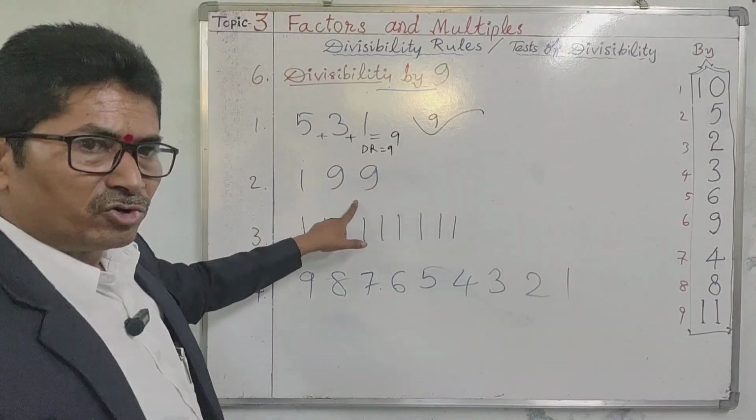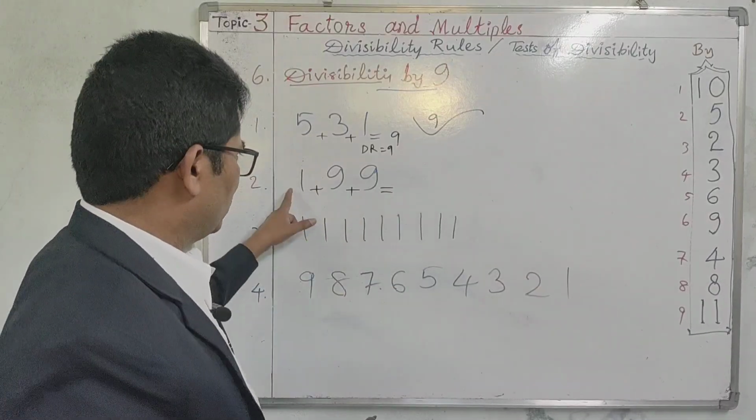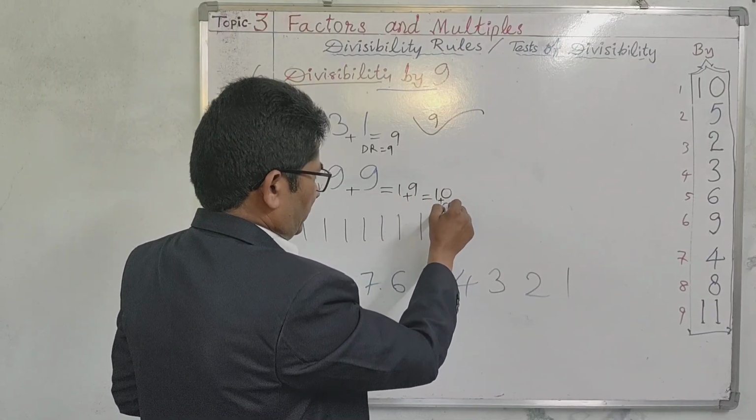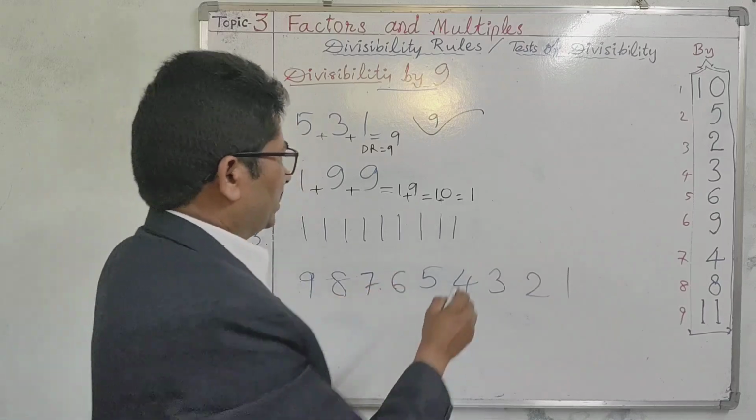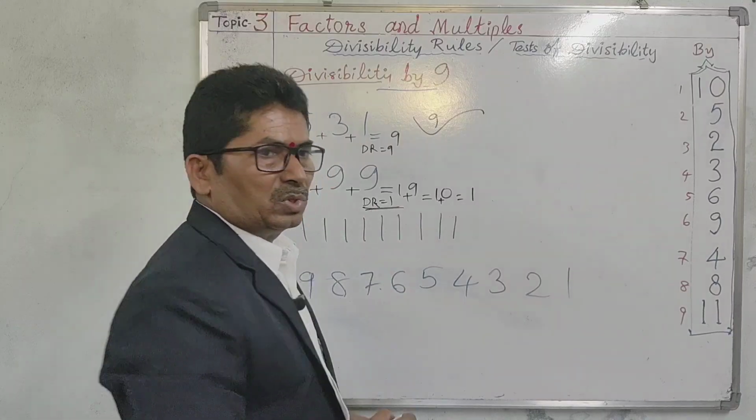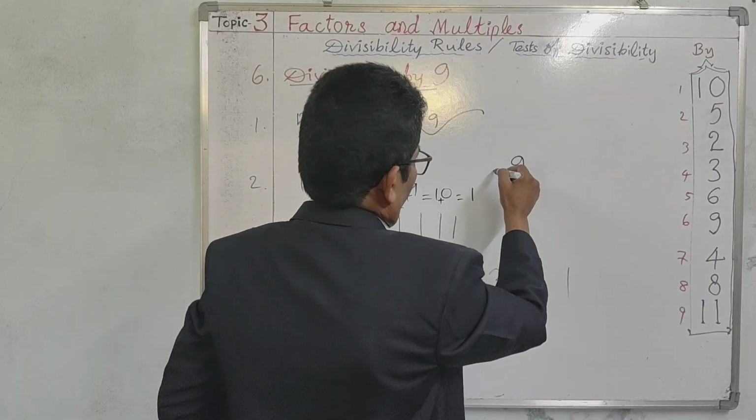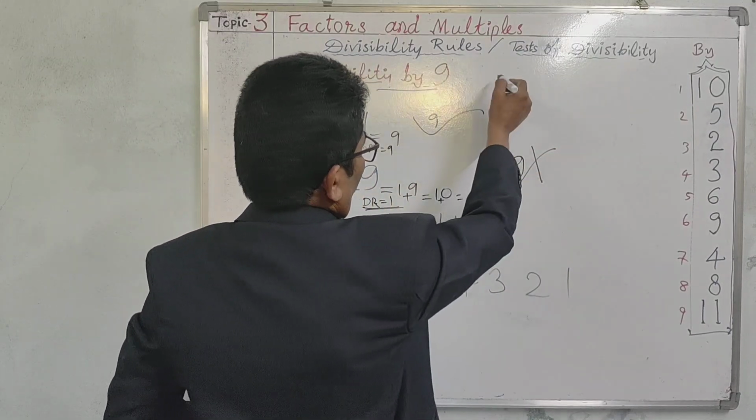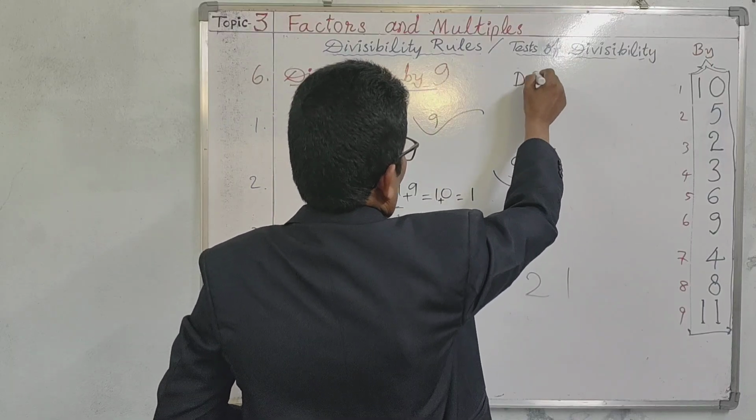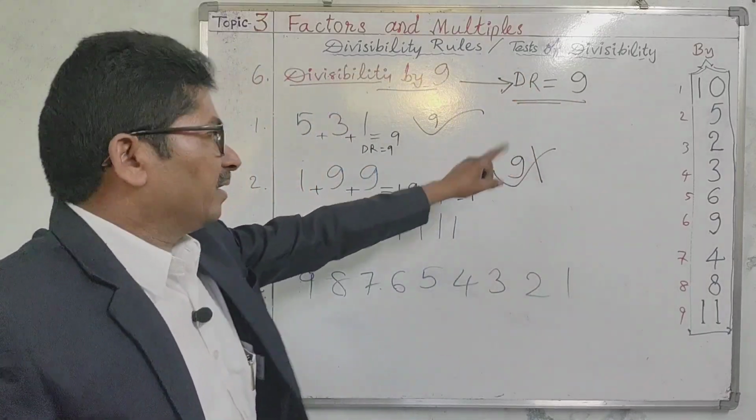Next, is this divisible by 9? Let us sum the digits. 10, 19. 19 means 10. 10 means 1. So the digital root of the number is only 1. So that's why this is not exactly divisible by 9. What we have to get to divide exactly is that the digital root of a number is only 9.